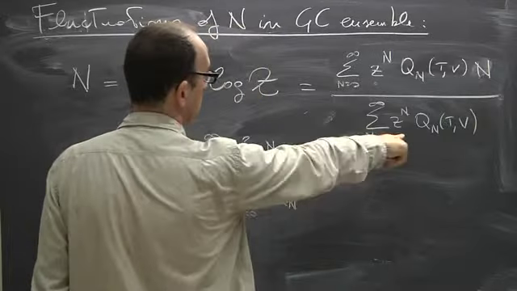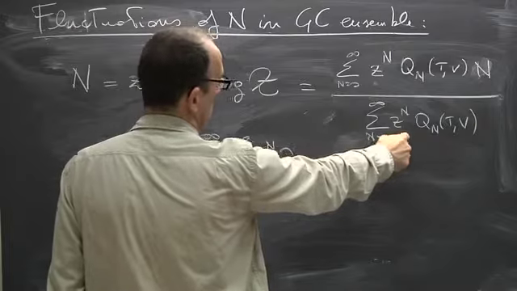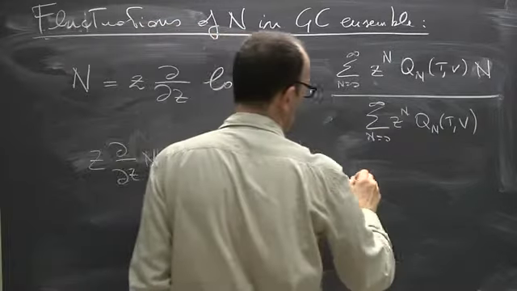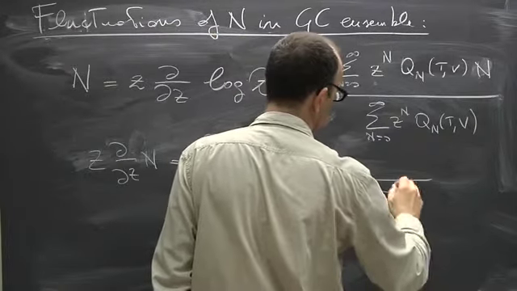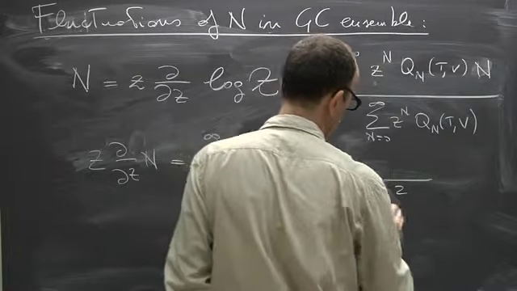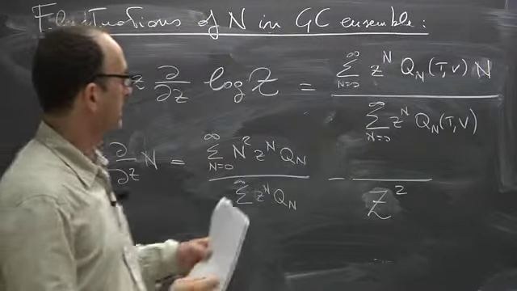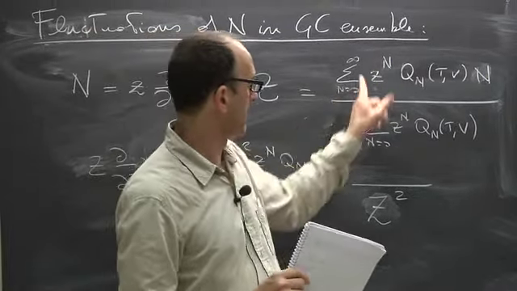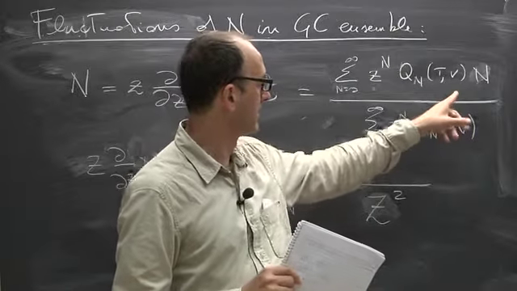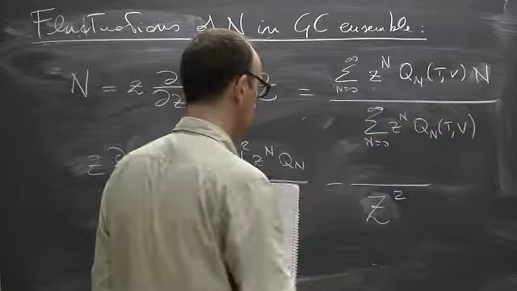And then there is the derivative when you take the derivative down here, and essentially you get minus z squared, the grand canonical partition function squared, times this times the derivative of this, which is essentially this object squared. Okay.